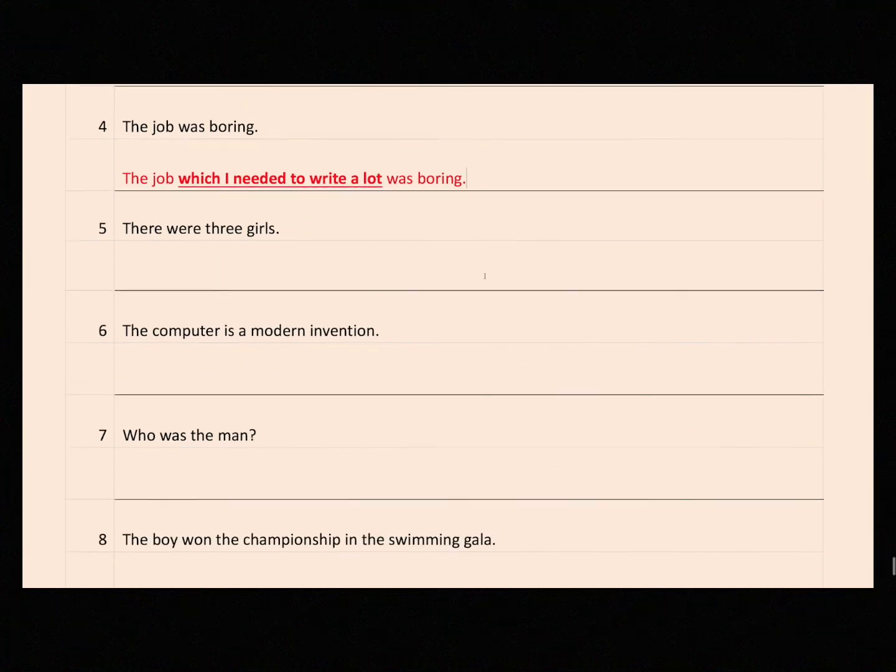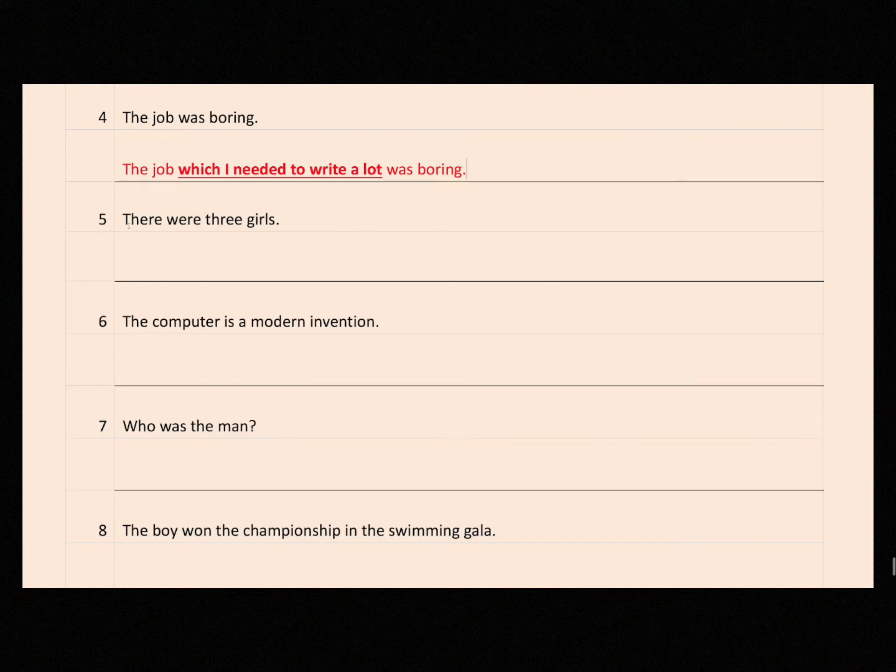Let's also go on to number 5. For number 5, there were 3 girls. There's only one thing we can describe, we can extend meaning using relative clause, that is 3 girls. Let's try to do it. There were 3 girls. So for girls, I will use who to talk about them. So there were 3 girls who did not go home last night.